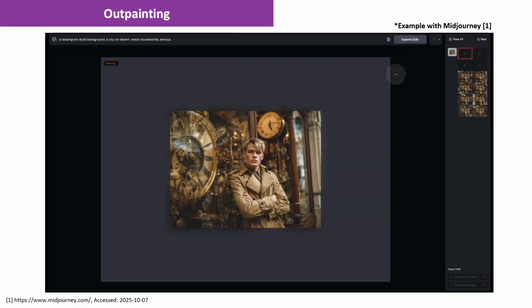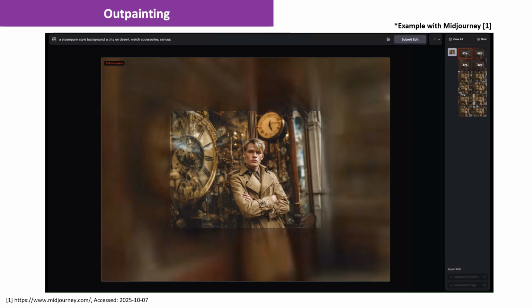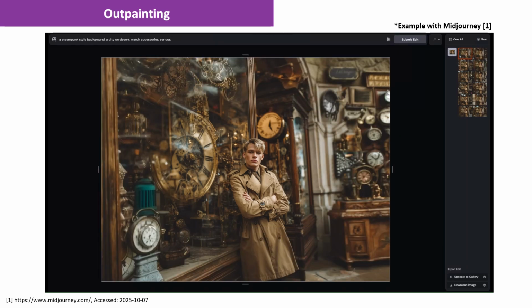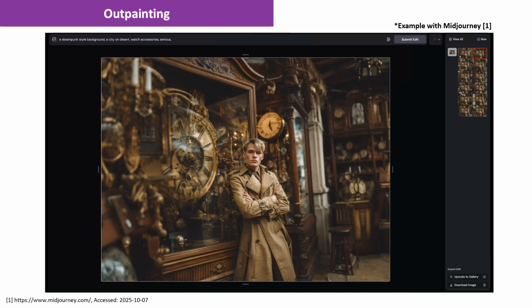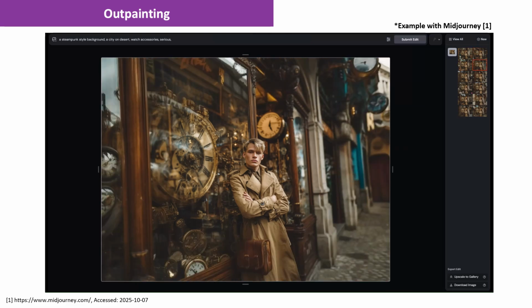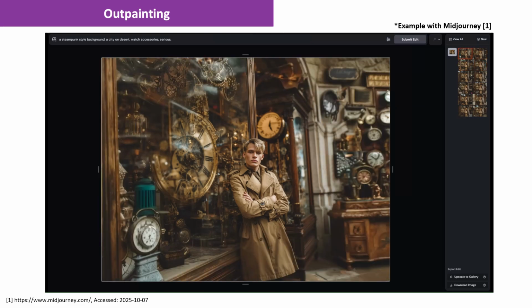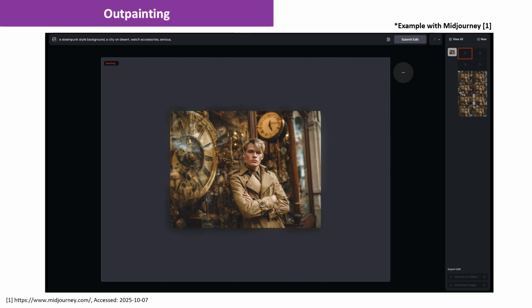As you can see in the video, outpainting is a type of image editing. We start with an original input image. Around it, there are unknown outer regions. The goal is to infer those missing parts and generate what could exist beyond the borders.